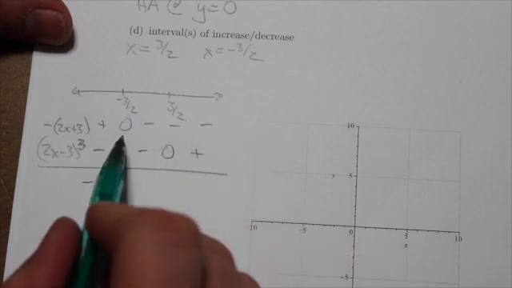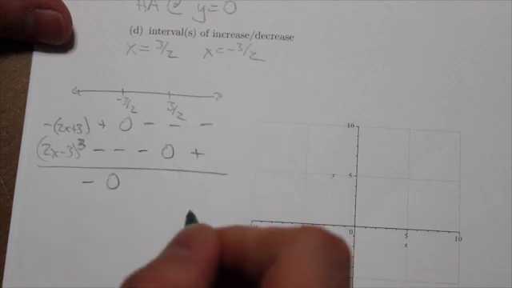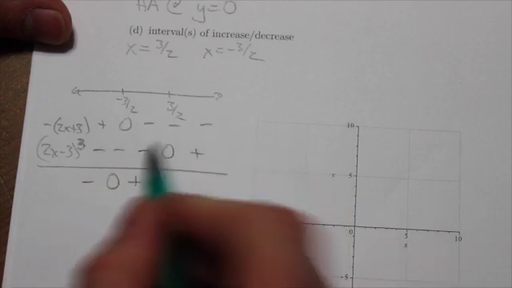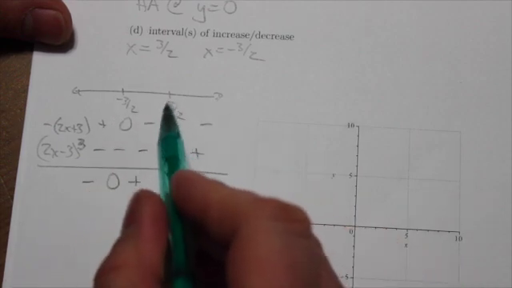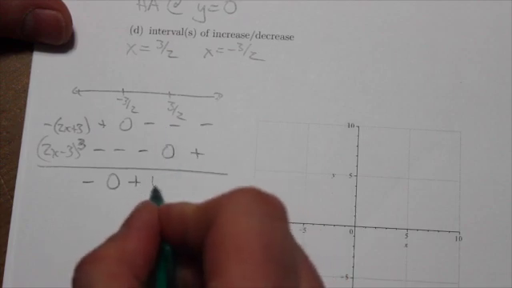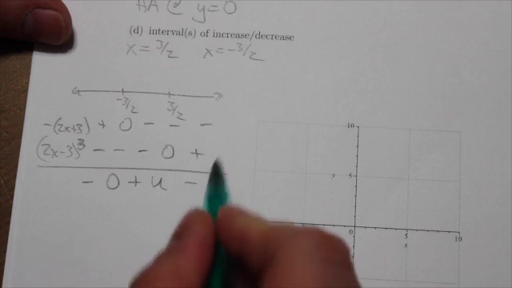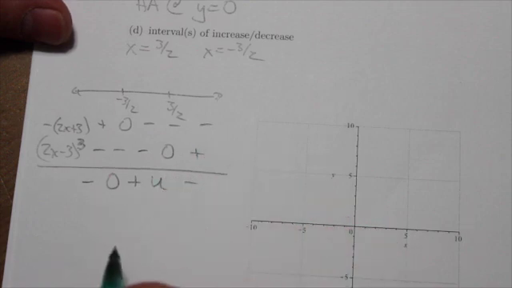At negative 3/2, I'll have 0 divided by negative, which is just 0. In between those two, I'm going to have a positive, negative divided by negative. At 3/2, though, I'm going to have this undefined value because I'm dividing by 0. And then to the right, it will be negative. Negative over a positive will give you negative.